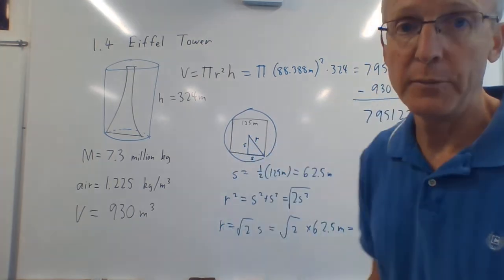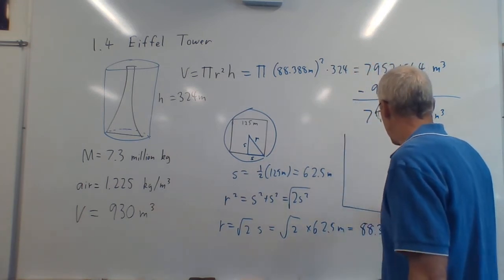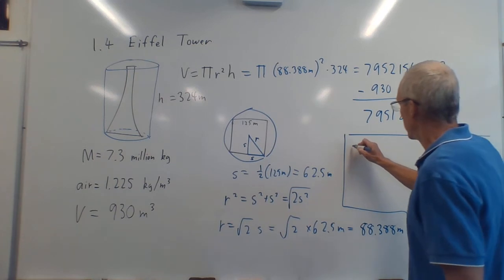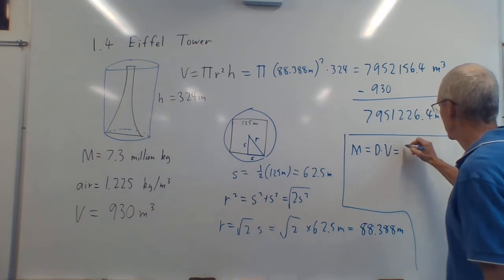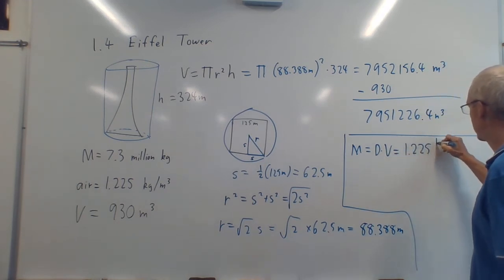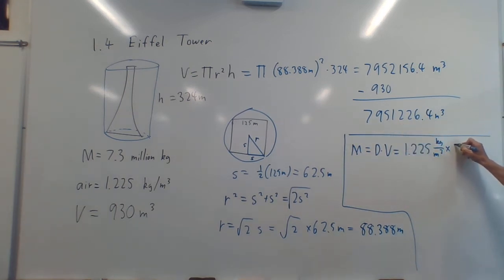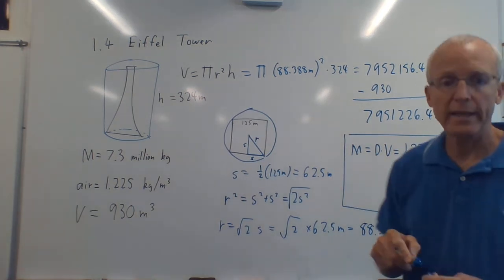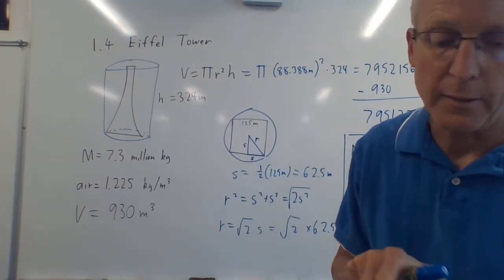Now we can figure out the mass because we know the density of air. So finally, and I'm running out of room, so I'm going to box out some space over here. The mass of the air is the density of the air times the volume of the air, which is 1.225 kilograms per meter cubed times 7951226.4 meters cubed. Check and make sure meters cubed cancel out. We're left with kilograms.